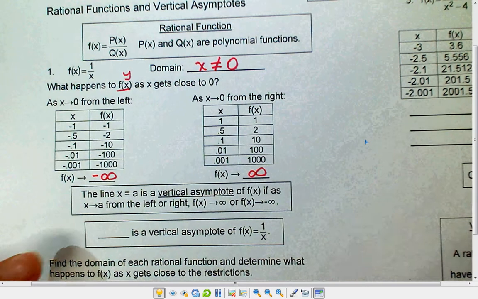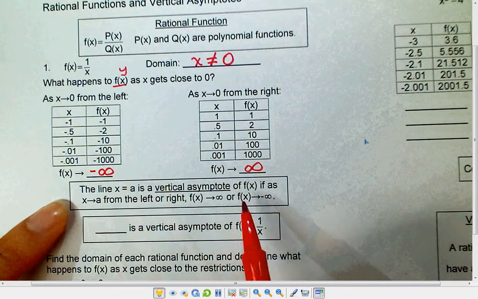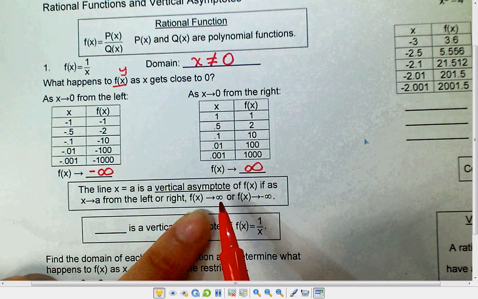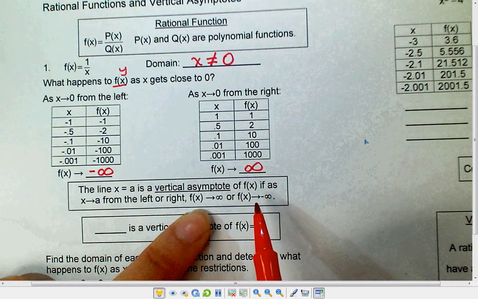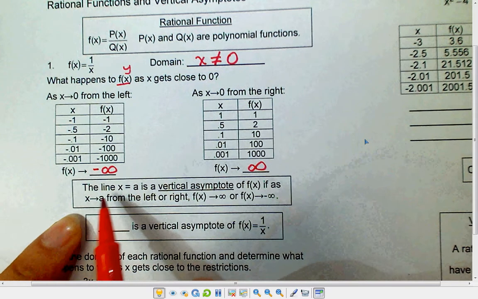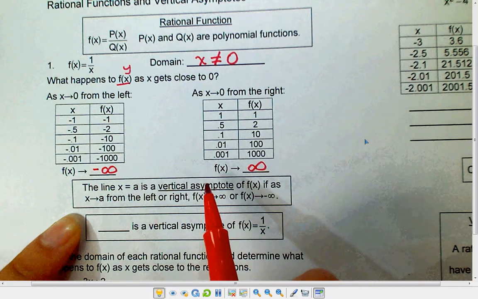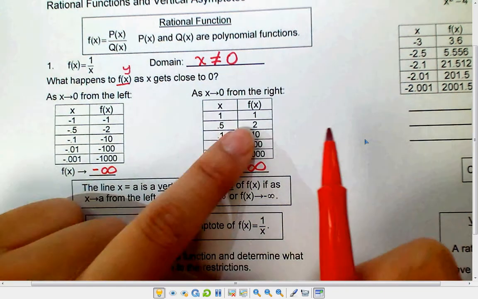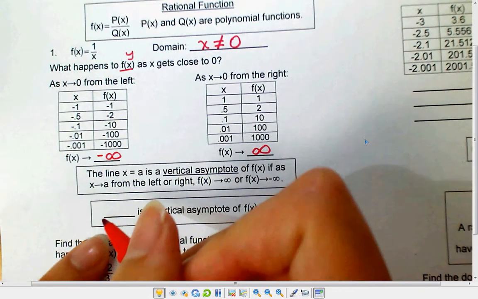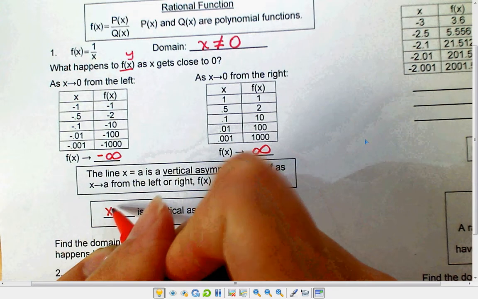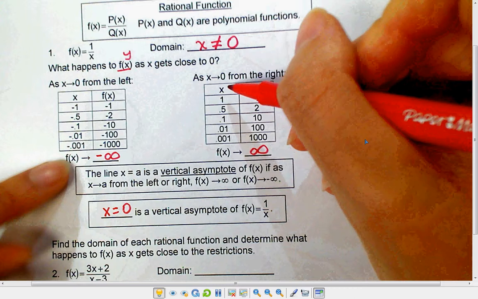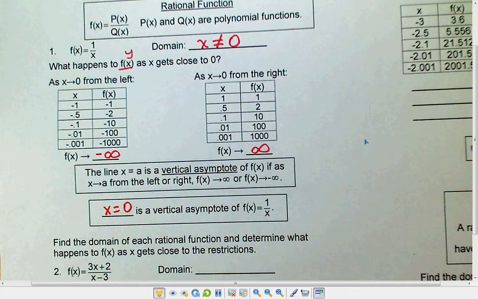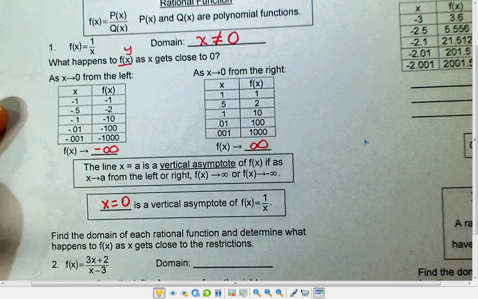So whenever your y is getting closer to either positive infinity or negative infinity as your x approaches whatever it approaches, let's just say it's letter A, then that is a vertical asymptote. So whenever your y's are approaching infinity or negative infinity, that means in this case x equals 0, because our x's are approaching 0. That's a vertical asymptote. So let's see what this looks like with some other functions.